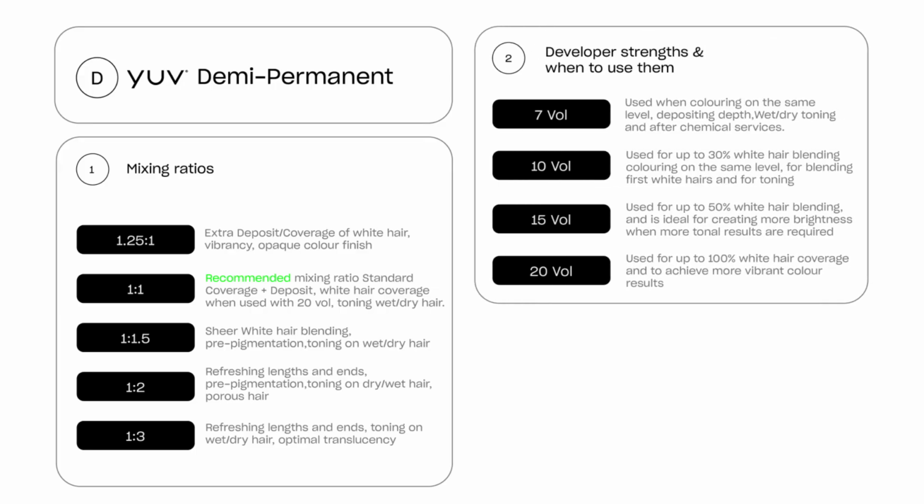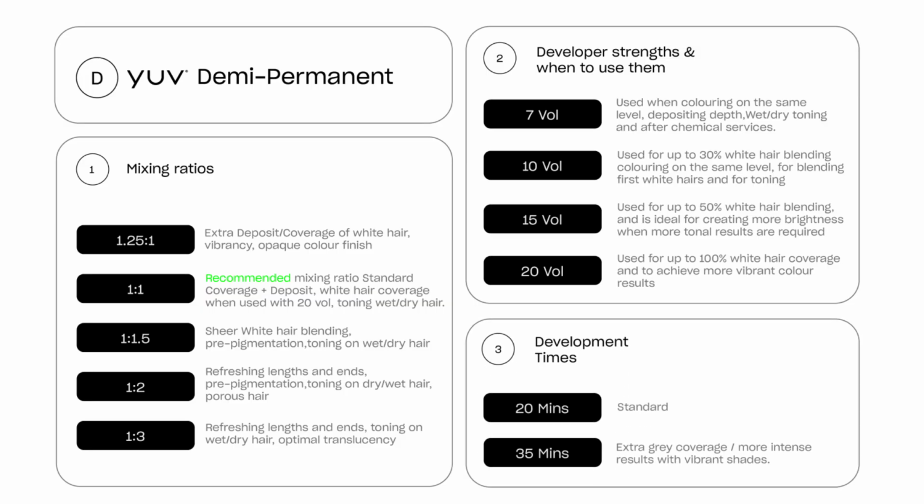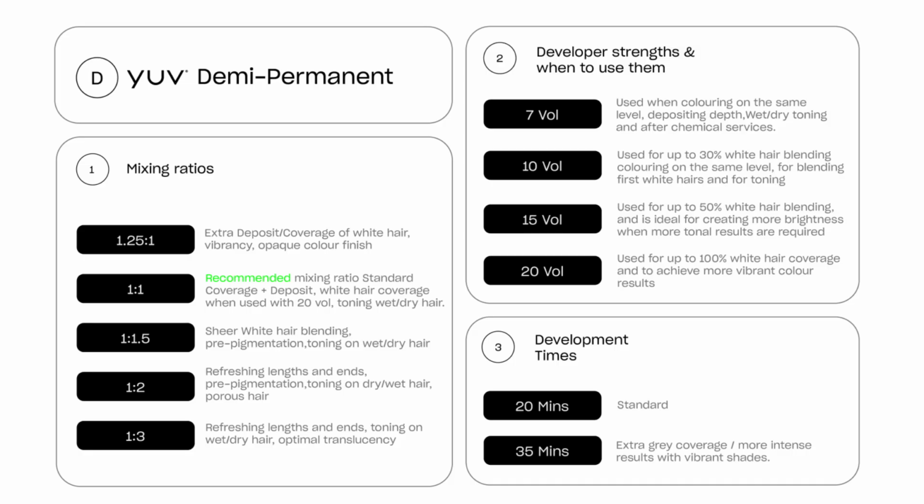Developer strength also changes the result. Lower volumes are best for deposit, wet toning, or working on the same level. Higher volumes can support more brightness, stronger blending, or improved grey coverage. Development time is usually 20 minutes, or 35 minutes when extra grey coverage or a more intense result is needed. So, use demi-permanent when you want flexible deposit, tone, blending, or refresh work without lifting the natural base.